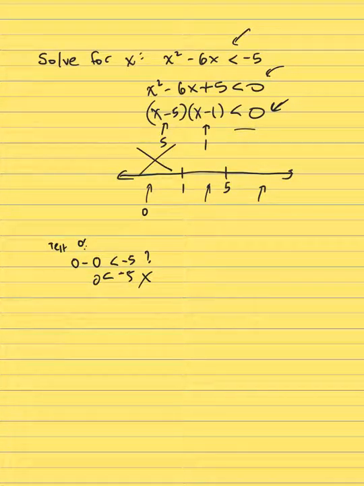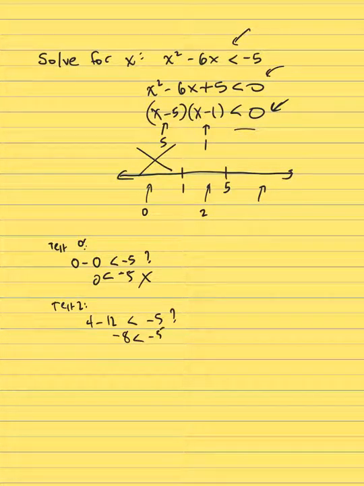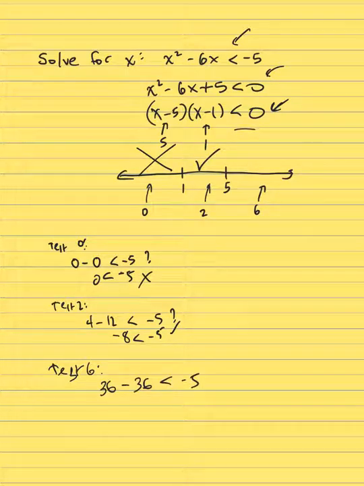Now, if I try something in between 1 and 5, like 2, and plug 2 into the inequality, I would get 4 minus 12 is less than -5. So -8 is less than -5, and that does work. So every number in that interval works. And then I want to test a number bigger than 5, say 6. When I test 6, I will get 36 minus 36 is less than -5, and 0 is, again, not less than -5. So the interval that is my answer is the numbers in between 1 and 5.